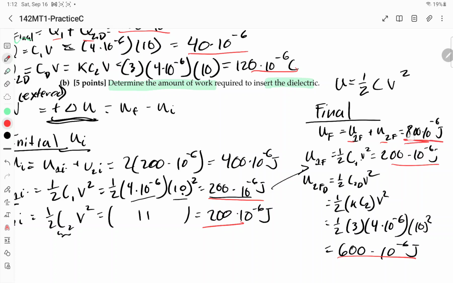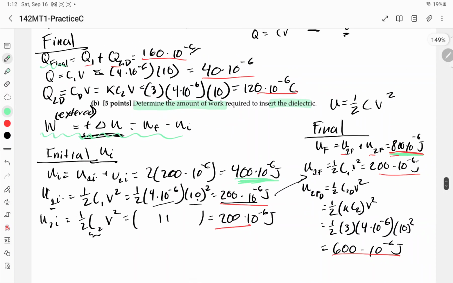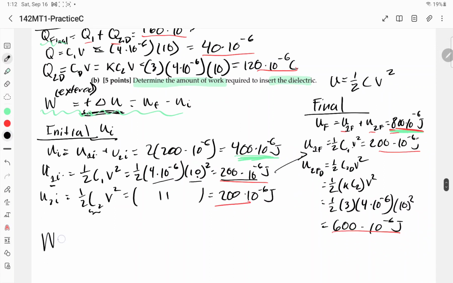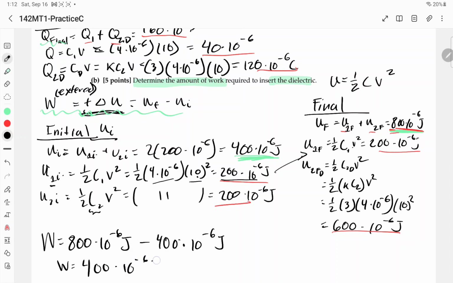So now we have our final. Let's do a different color maybe. Final and our initial states. And we know that we have to plug it back into here because that is equal to the amount of work. So we know our work is equal to that change, that final minus initial. So we have 800 times 10 to the negative 6 joules minus the initial 400 times 10 to the negative 6 joules. And very satisfying that it's half of the other. We have it as just 400 times 10 to the negative 6 joules for the amount of work required.